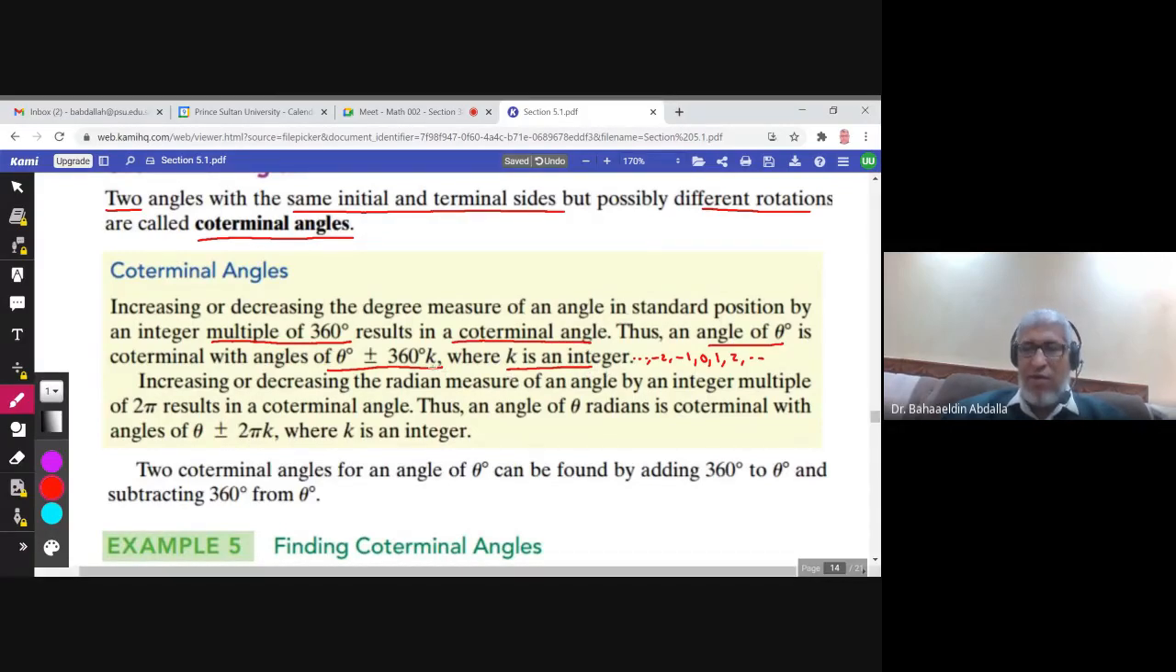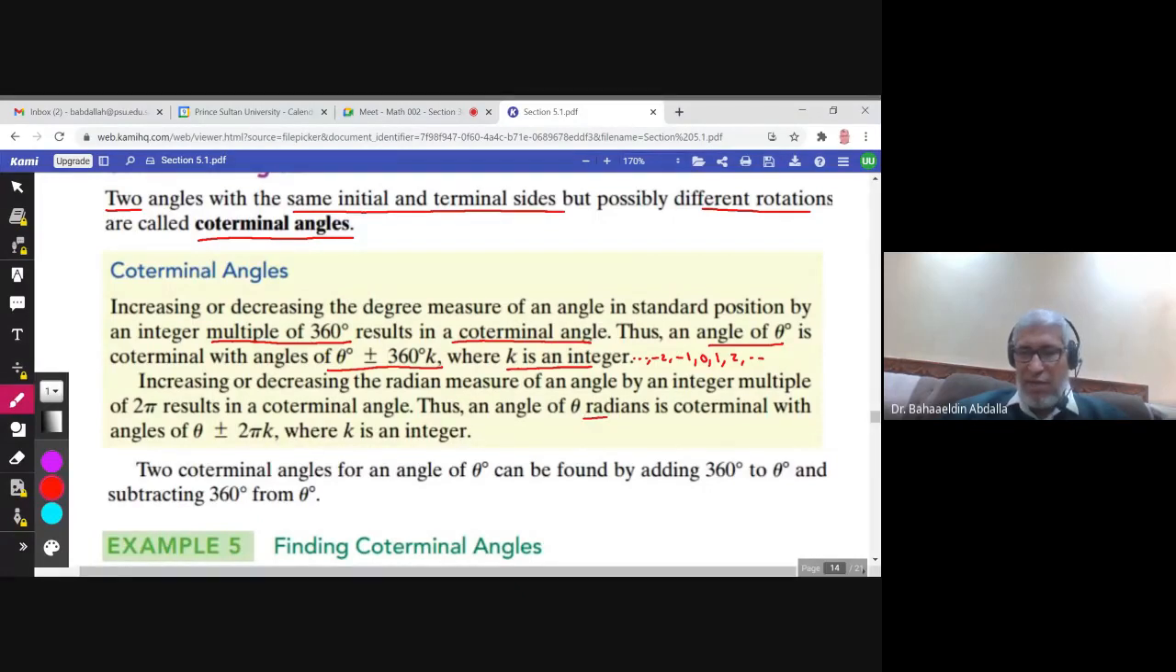So you replace k here by 1, 2, 3. You get another coterminal angle. So there are infinitely many coterminal angles with theta. Whenever you add 360 or a multiple of 360, or you subtract 360 or subtract a multiple of 360, you get coterminal angles.